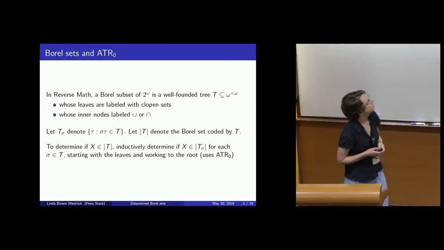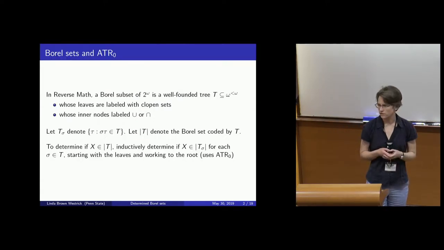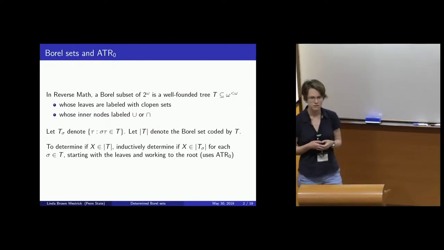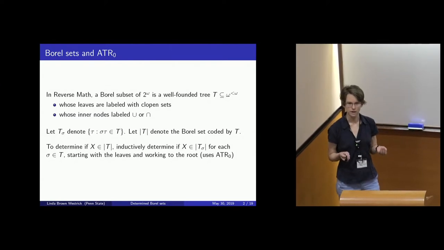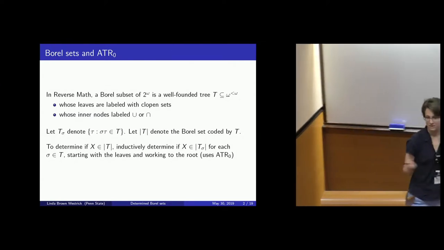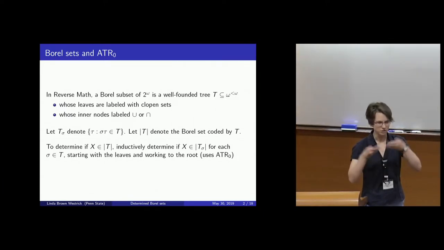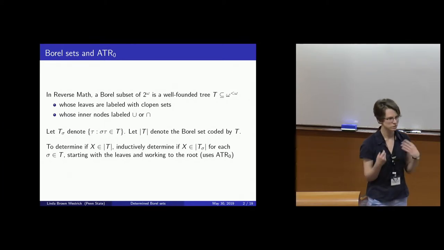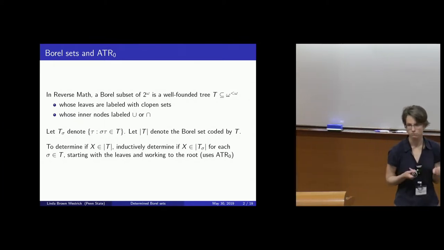All right, so this talk concerns Borel sets in the context of reverse math. The standard definition for a Borel set in reverse math is that a Borel set is a well-founded tree that has some labels. The leaves are labeled with clopen sets, and the nodes of the tree are labeled with intersections or unions in order to describe how to build up the Borel set out of clopen pieces.